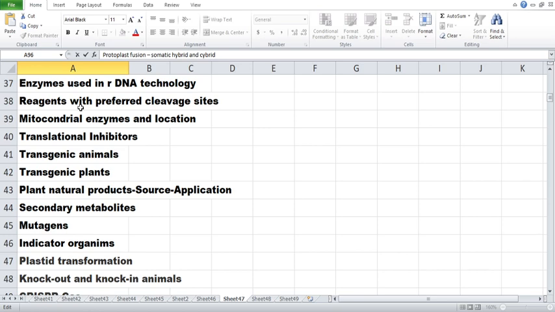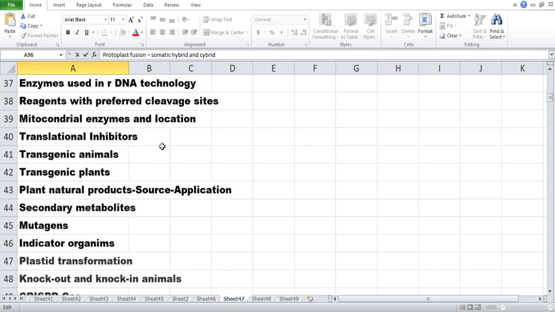Same if you take cyanogen bromide, it will also be cleaving at the methionine side. So you should know about the reagent and the preferred cleavage site. Next, you should know about the location of mitochondrial enzymes. Some enzymes will be located in the interior of mitochondria, the outer membrane of mitochondria, and some will be located in the inner membrane. So you should know all the details.